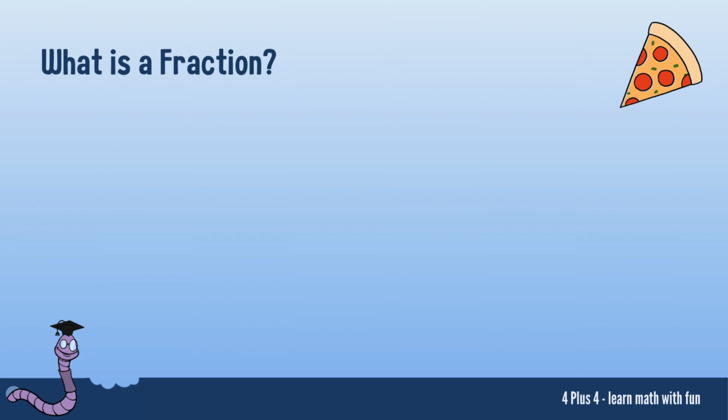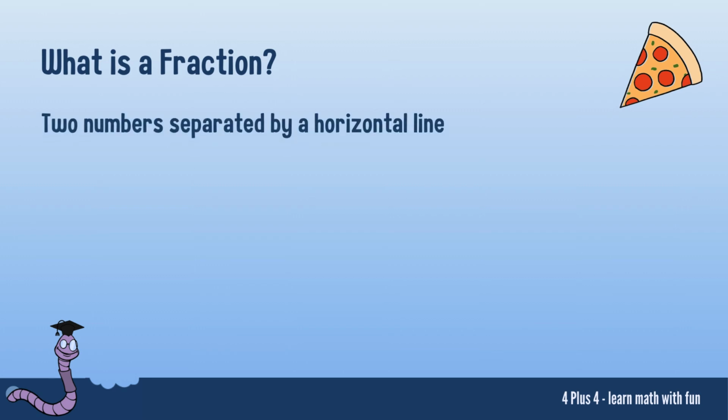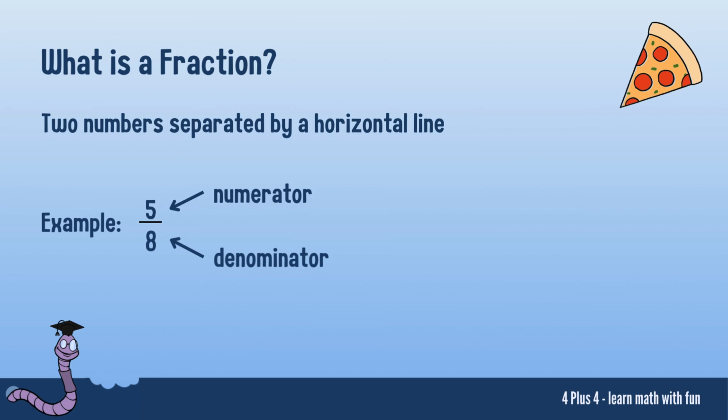A simple fraction consists of two numbers, separated by a horizontal line. This is an example for a fraction. The top number, in this case 5, is called the numerator, and it tells us how many parts we have. The bottom number, in this case 8, is the denominator, indicating the total number of equal parts that make up the whole.